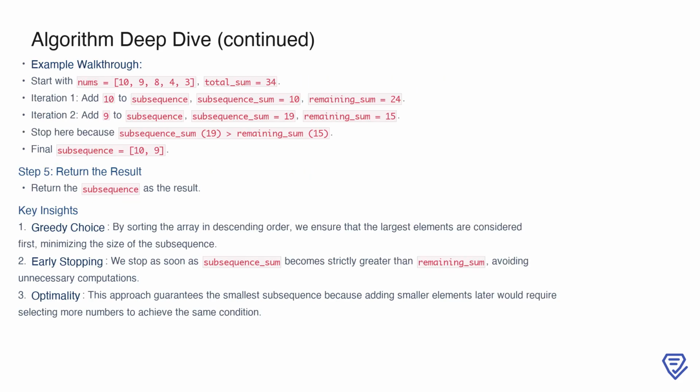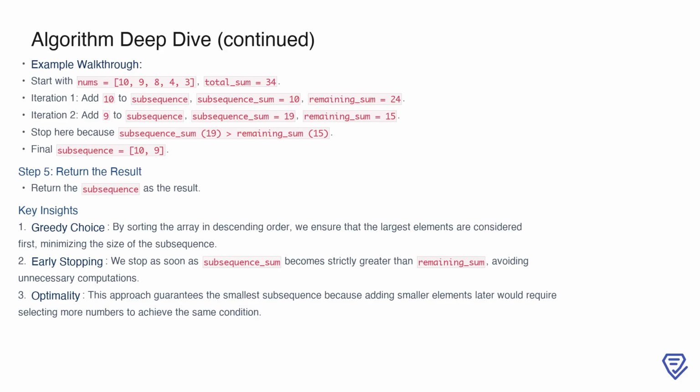To illustrate the process, consider the sorted array 10, 9, 8, 4, 3, with a total sum of 34. In the first iteration, we select 10, adding it to the subsequence. This makes the subsequence_sum equal to 10 and reduces the remaining_sum to 24. In the second iteration, we add 9 to the subsequence, increasing the subsequence_sum to 19 and decreasing the remaining_sum to 15. At this point, the subsequence_sum of 19 is strictly greater than the remaining_sum of 15, so we stop. The final subsequence is 10, 9.